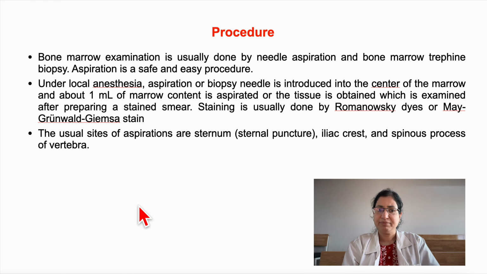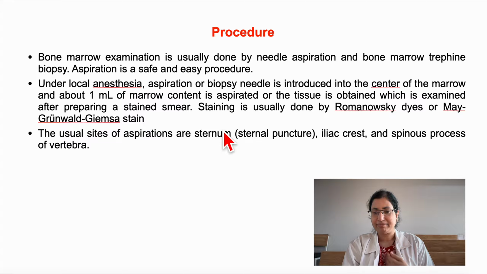What is the procedure? Bone marrow examination is usually done with the help of needle aspiration and bone marrow trephine biopsy. Aspiration is a safe and easy procedure. Under local anesthesia, an aspiration or biopsy needle is introduced into the center of the bone marrow, and about 1 ml of marrow content is aspirated, or the tissue is obtained, which is examined after preparing a stained smear. What is the name of this staining? It uses Romanovsky dyes.